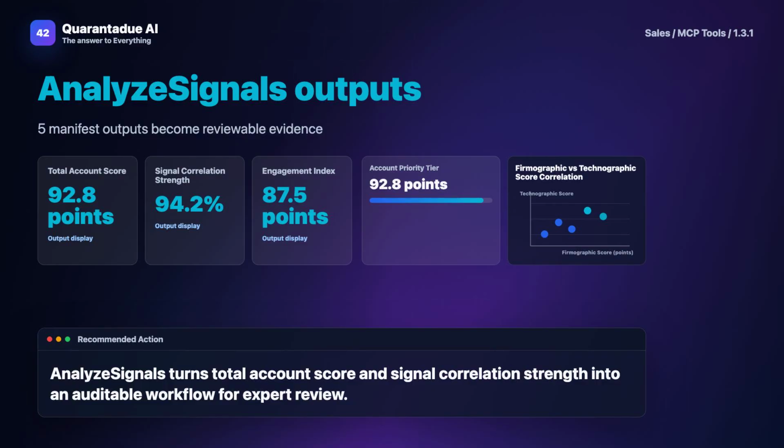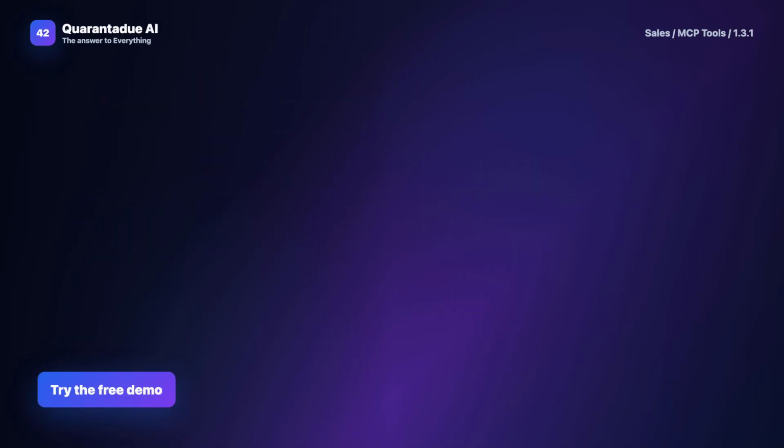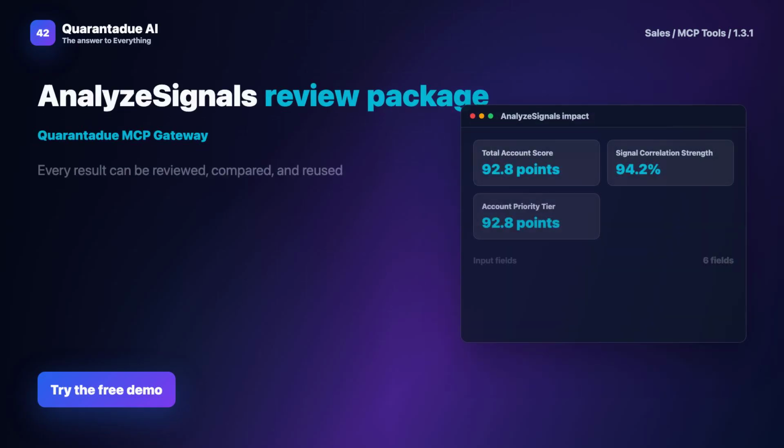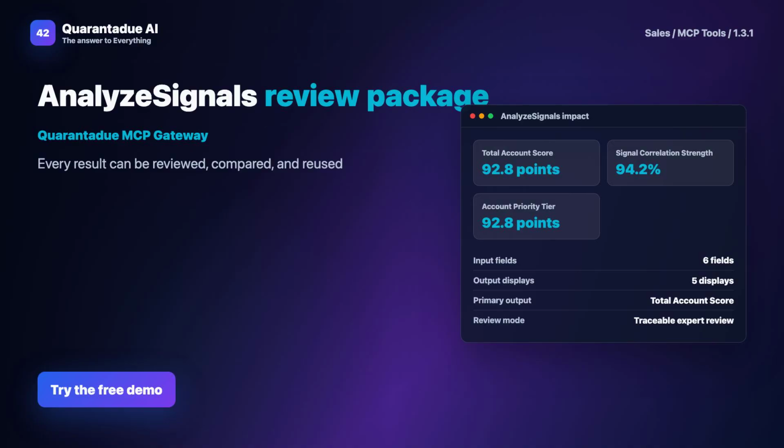Analyze Signals returns structured outputs such as total account score, signal correlation strength, account priority tier, engagement index, and firmographic versus technographic score correlation. These outputs are designed to support review, reporting, comparison, and follow-up actions. The value of Analyze Signals is not just automation, it is a controlled way to turn repeated sales work into a documented business process with clear inputs, transparent logic, and reusable outputs.